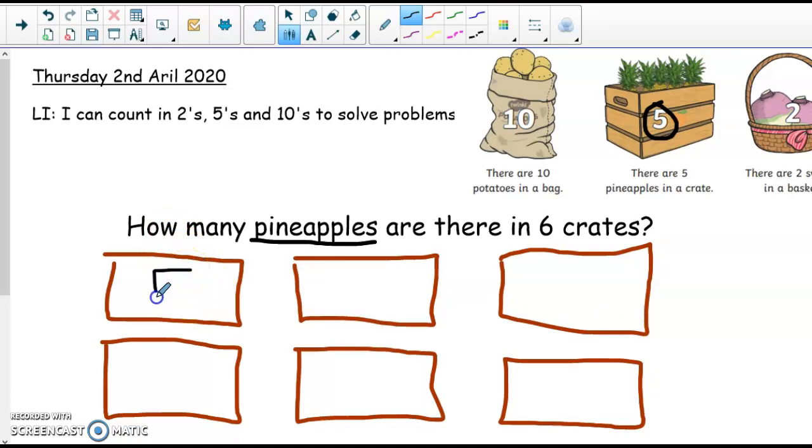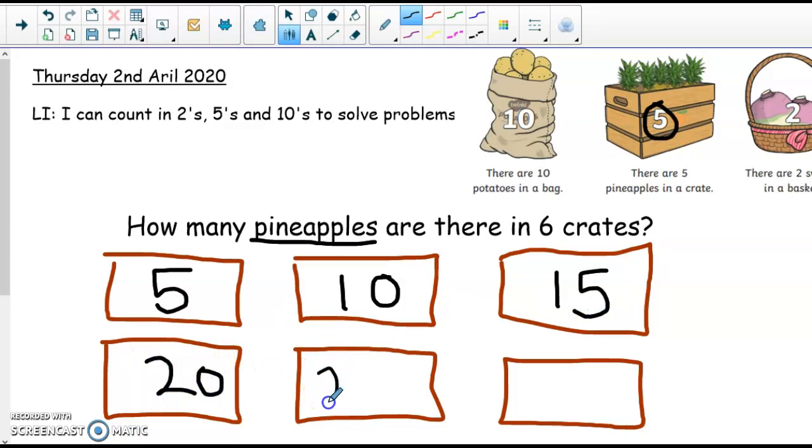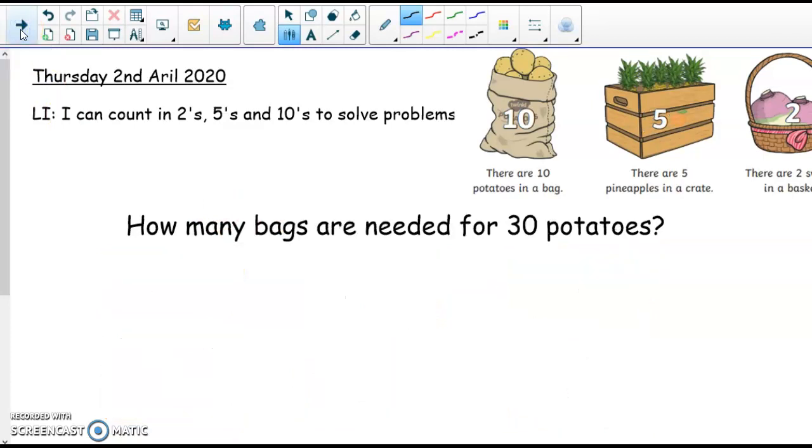Are you ready? 5, 10, 15, 20, 25, 30. Excellent. Okay, now we're going to go on to another word problem. And this time it says how many bags are needed for 30 potatoes.